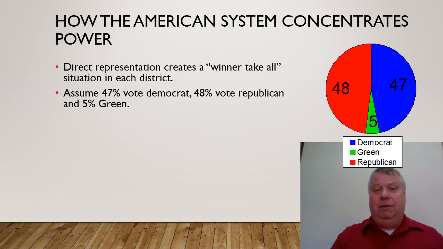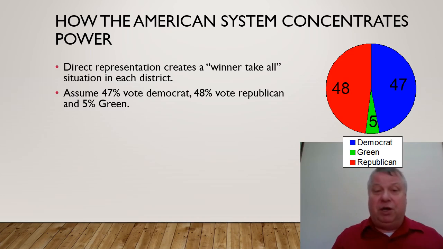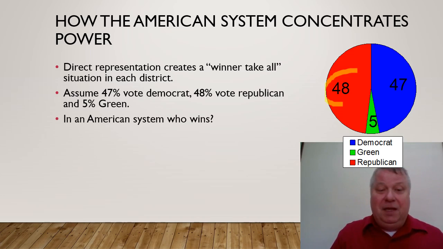So, like we said, in the Ross Perot case, it was 17%. Let's just say it's 5% for a group called the Green Party. And then the Republicans got 48% and the Democrats got 47%, right? So if we look at this, we'd say, well, 5%, obviously he's not going to win that district. Who's going to win? Well, the Republicans will win, right? Because they got 48%, right?